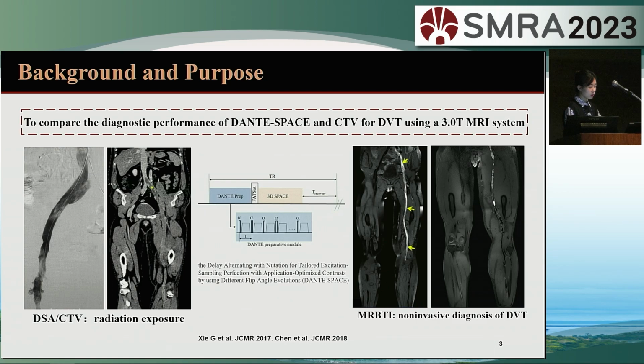A novel, no-contrast, T1-weighted MR black blood thrombus imaging technique, DantiSpace, has an excellent performance in confirming and staging DVT. However, the consistency of DantiSpace and CTV for detecting DVT remains unknown. So the study aimed to compare the diagnostic performance of DantiSpace and CTV for DVT using a 3T MR system.